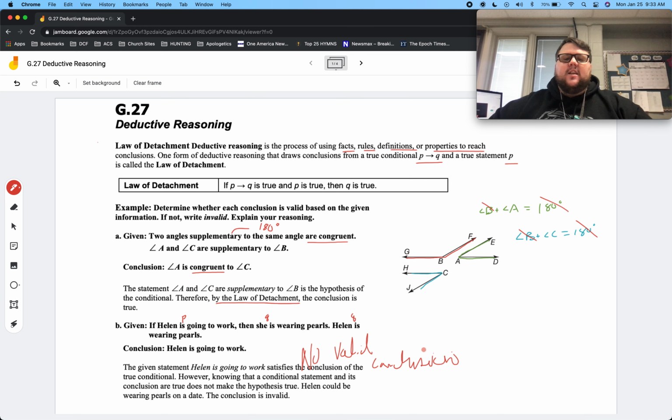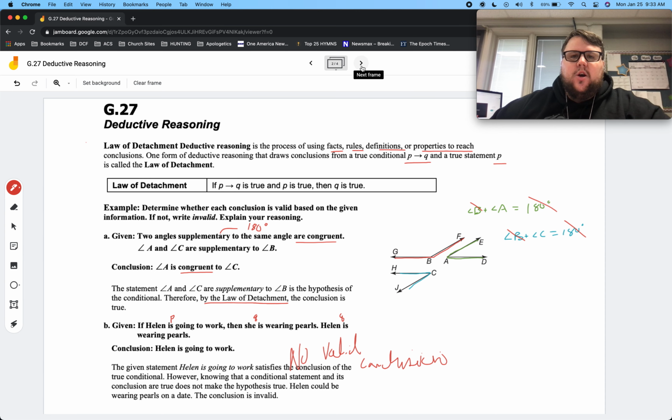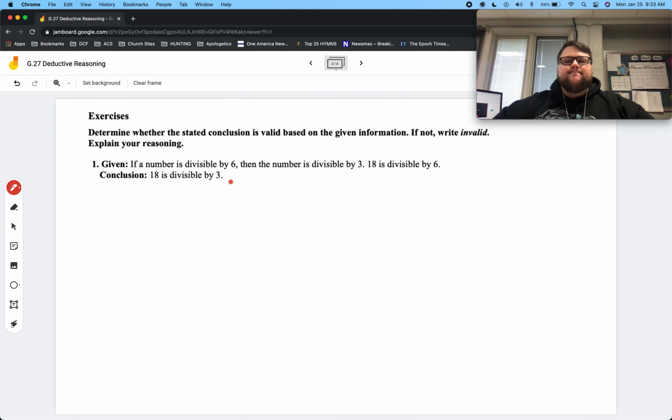That says no valid conclusion. Good luck reading that. So P implies Q, Q, it violates the law of detachment. So we're going to go ahead and do a couple examples together. And then I'm actually going to give you guys the work, but you guys still have to submit your work on your own, and you're going to have to write it out in your own words still.